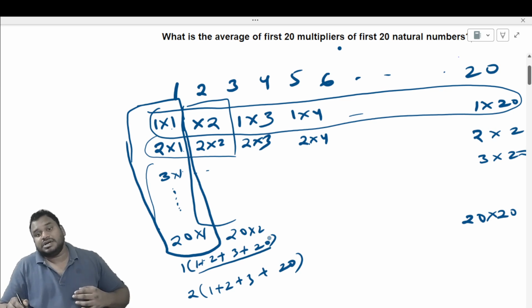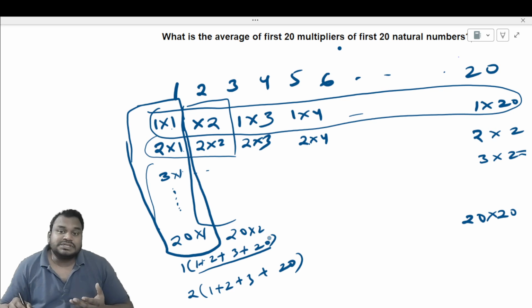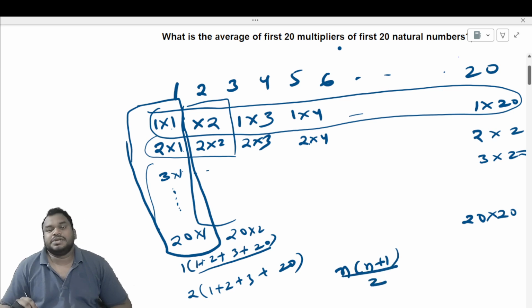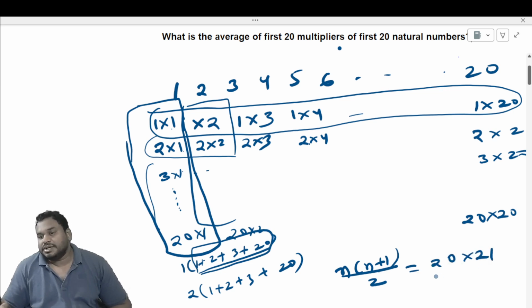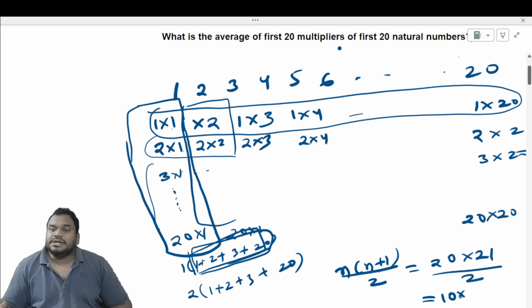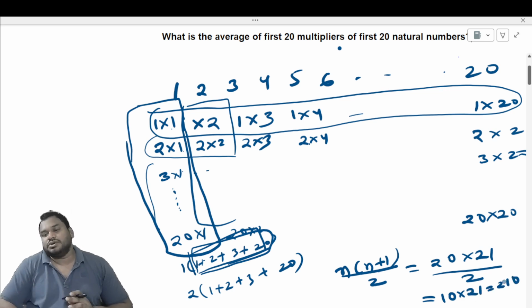So now you observe here, what is the sum of the first 20 natural numbers? What is the formula for that? What is the formula for the first n natural numbers? n into n plus 1 by 2. Okay. So for this, I am going to find the sum using this formula. Then it will become 20 into 21 by 2. This inside bracket value I got as 20 into 21 by 2, that is nothing but 10 into 21, which is equal to 210. Now you got one thing.